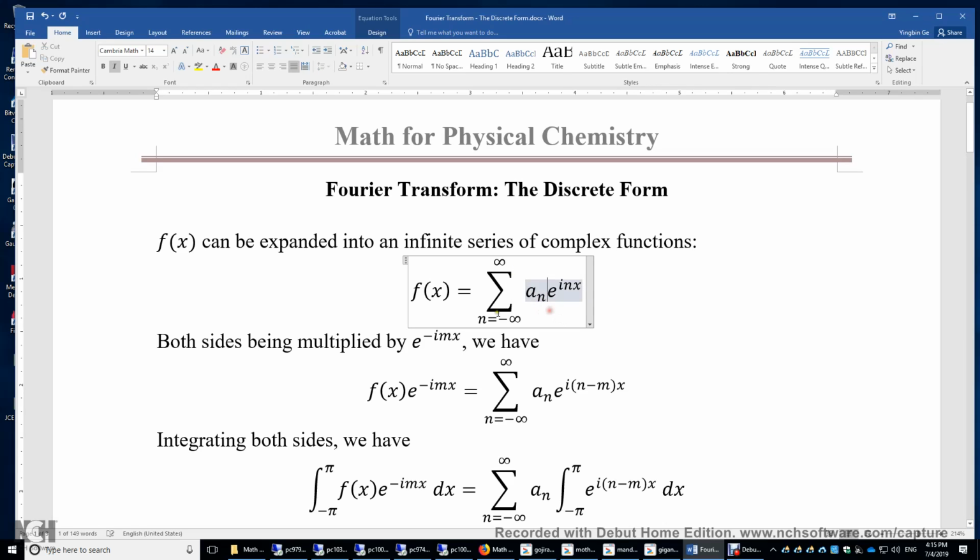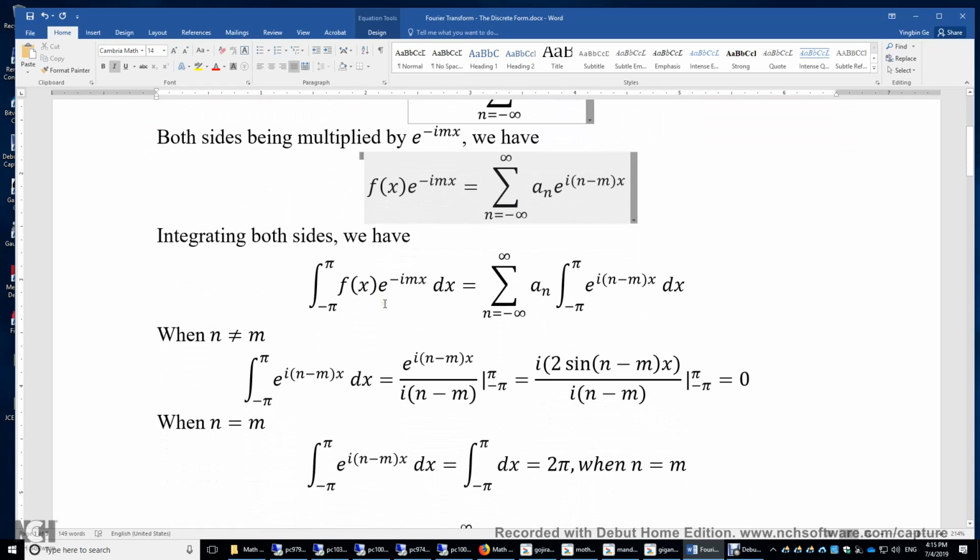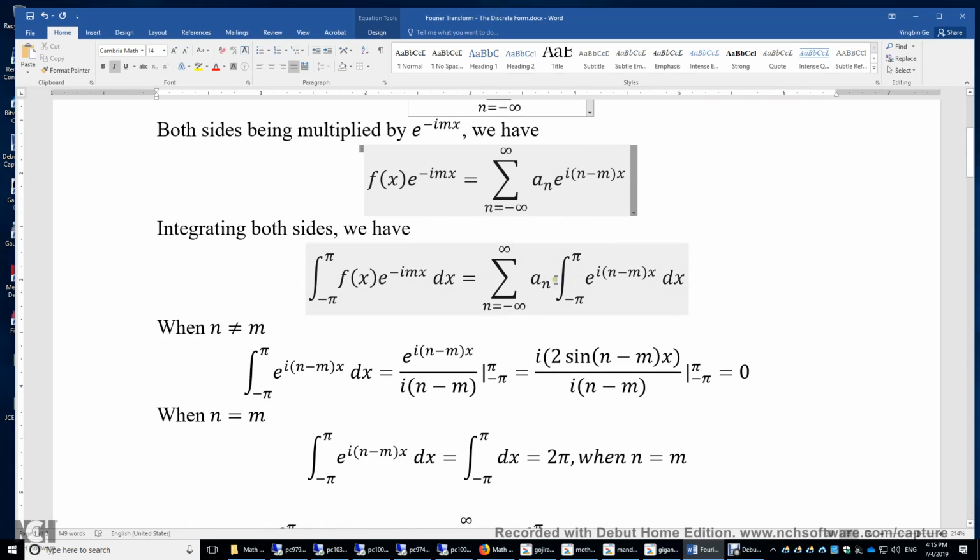First, we multiply both sides by e to the power of -i m x, and then we integrate these two sides. We get this equation. The key is to evaluate this integral, and we will prove that if n is different from m, this integral equals 0. Therefore, this infinite series will be reduced to simply one term, a sub m times the integral of e to the power of 0x dx.